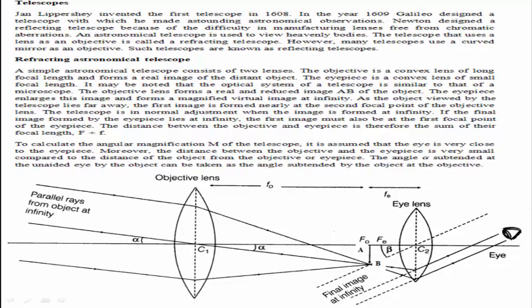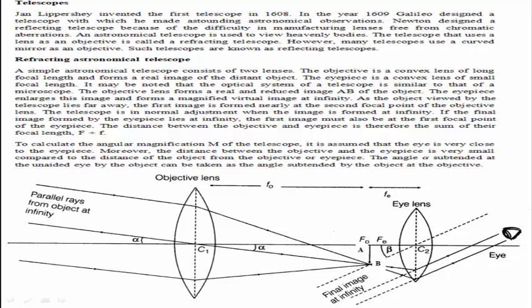Such telescopes are known as reflecting telescopes. Refracting astronomical telescope: a simple astronomical telescope consists of two lenses. The objective is a convex lens of long focal length and forms a real image of the distant object. The eyepiece is a convex lens of small focal length. It may be noted that the optical system of a telescope is similar to that of a microscope.